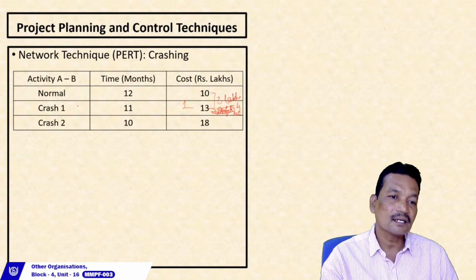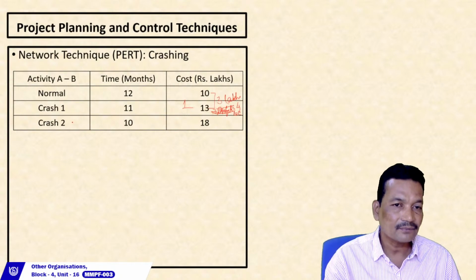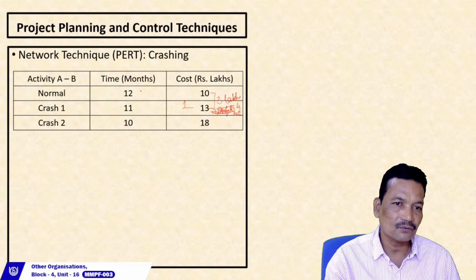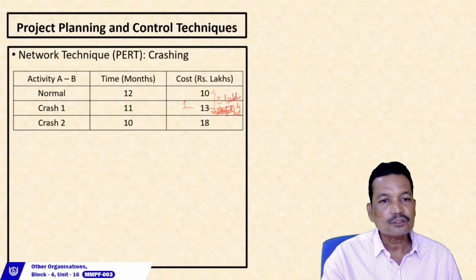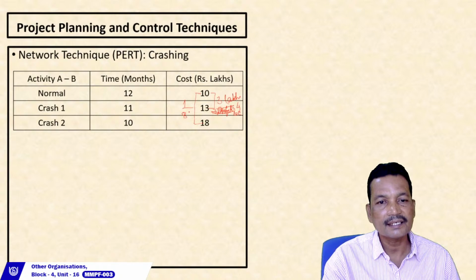Now look at the crashing that happens for the second time. That means if I crash activity AB by 2 months, that means from 12 months it is reduced to 10 months. What is the cost incurred? 10 and 18, it gives me 8 lakh.